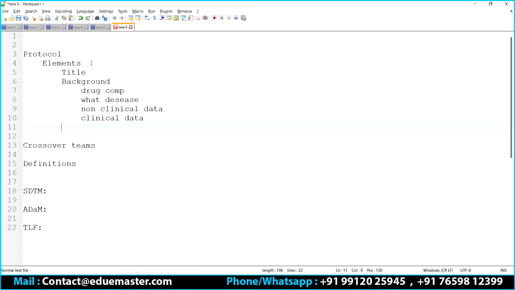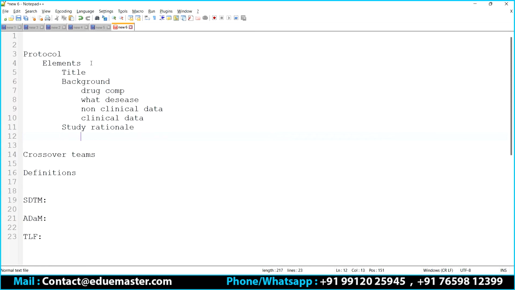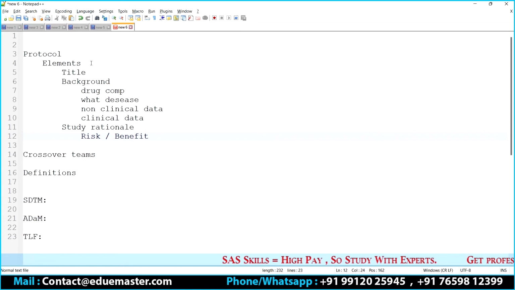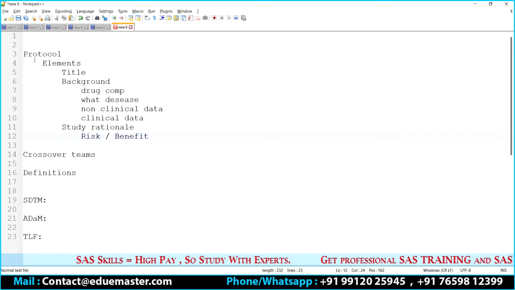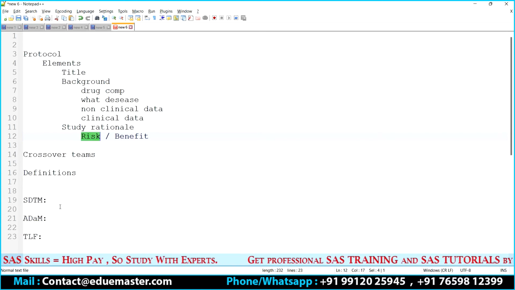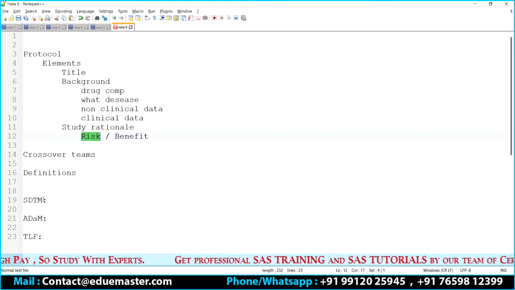Third thing, what is the third thing? The third thing is the study rationale. So what does the study rationale talk about? It primarily talks about 2 things: risk and benefit. Obviously, we look at the benefit. The benefit is why I'm taking this particular medicine. If I take this medicine, what is the benefit I'm going to get out of it? But along with the benefit, what is the risk? Analyze the risk, assess the risk, mitigate the risk.